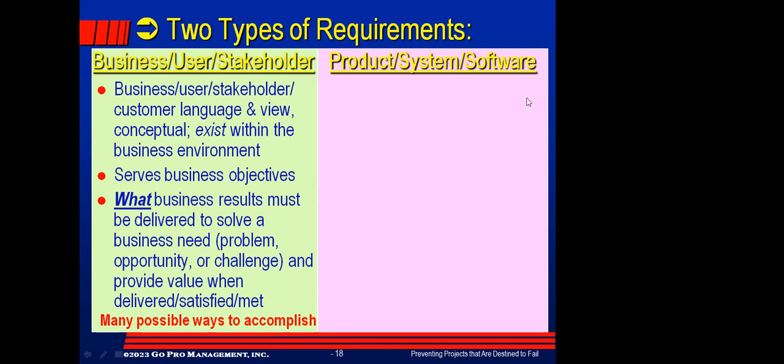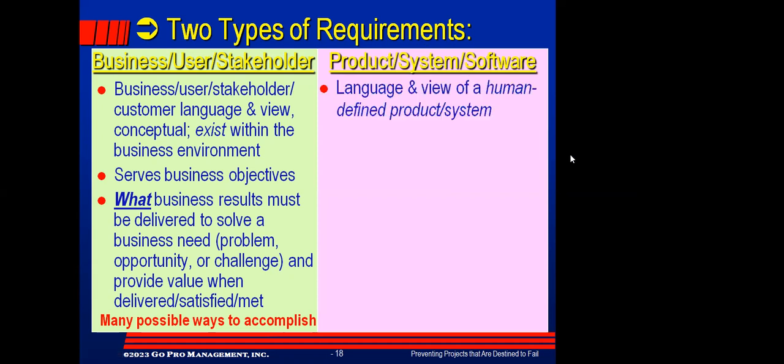Product, system, software requirements, and I use those terms interchangeably, although I recognize that some of you make big distinctions, especially between system and software requirements. Now, the difference is that system requirements include hardware and software, whereas software requirements are just software. For my purposes here, those distinctions are not relevant. I use the terms product, system, software requirements interchangeably.